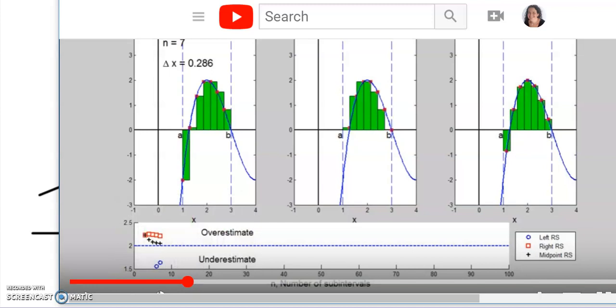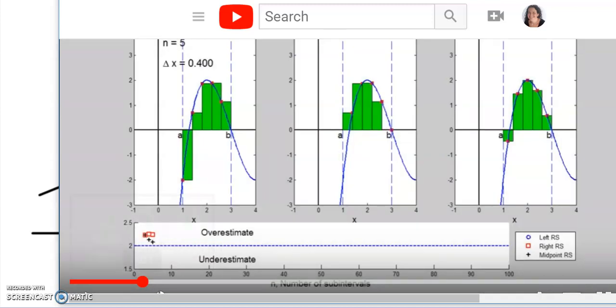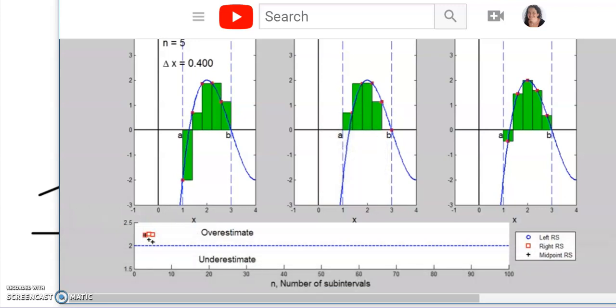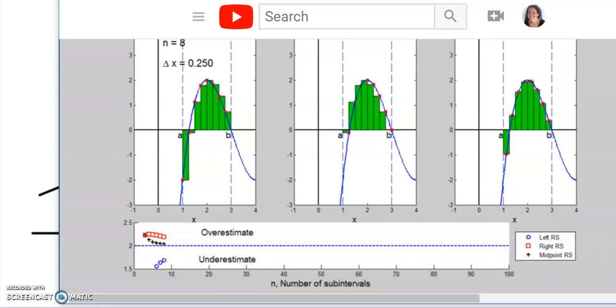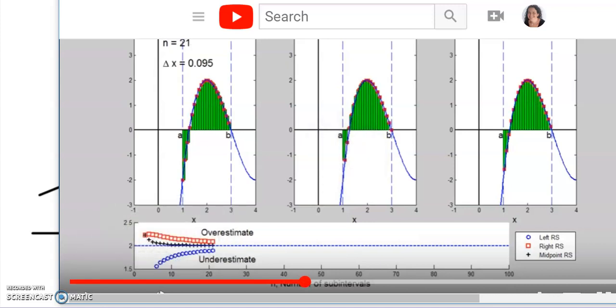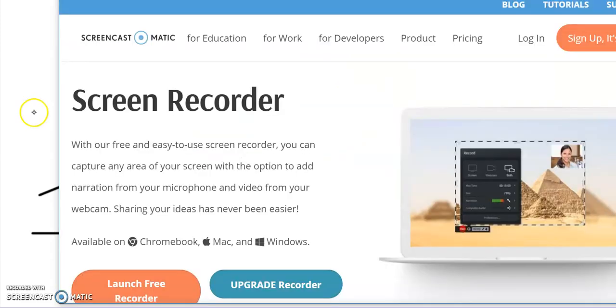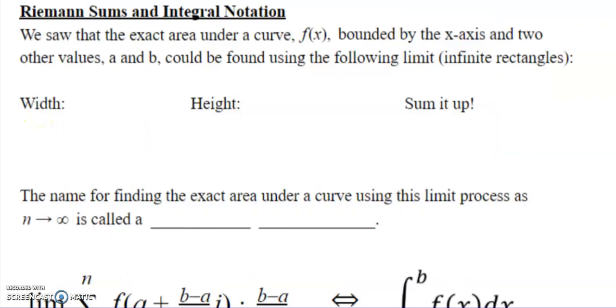watch what happens to the width of them, the change in x, or the partition and the width. As the number of rectangles gets bigger and bigger, the width gets smaller and smaller because you're trying to fit in more and more rectangles. Okay, so delta x is infinitesimally small as we start to increase that number of rectangles. All right, so that's enough for YouTube. Close that out. All right, so let's look at your notes then.